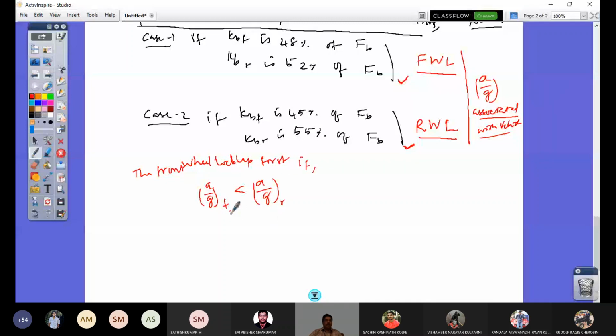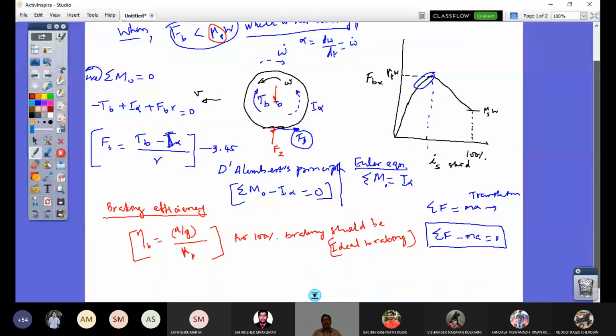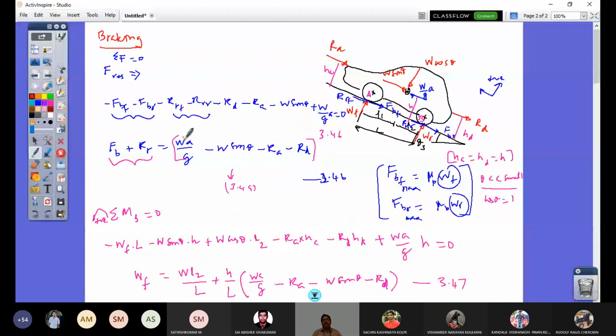So what is this condition? What is A by G? A by G is the deceleration rate associated with your vehicle. So where is that coming from? Look at your force balance. Here we had this expression, and whatever you have there, W A by G, this A by G is the deceleration of your vehicle. So the deceleration associated with the braking force distribution is what you have to see.